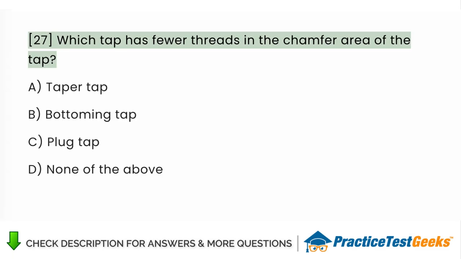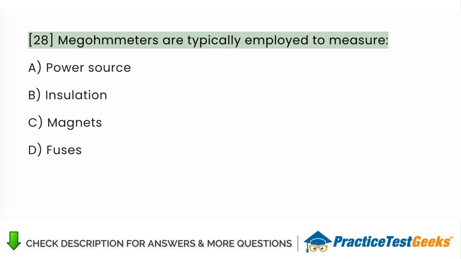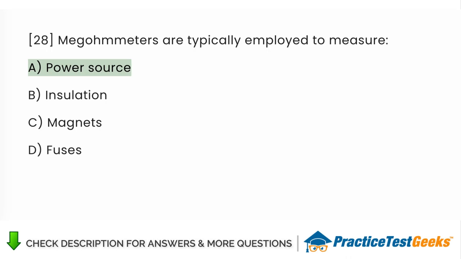Which tap has fewer threads in the chamfer area of the tap? A. Taper tap. B. Bottoming tap. C. Plug tap. D. None of the above. Megohmmeters are typically employed to measure: A. Power source. B. Insulation. C. Magnets. D. Fuses.